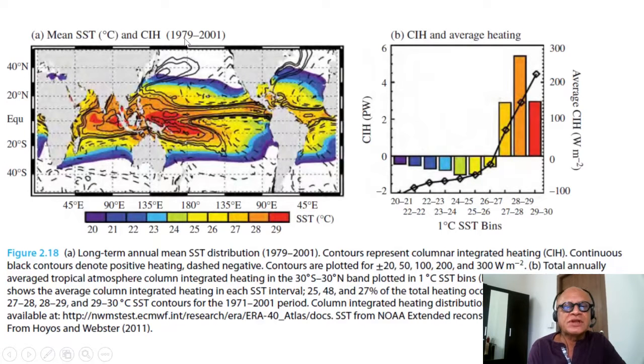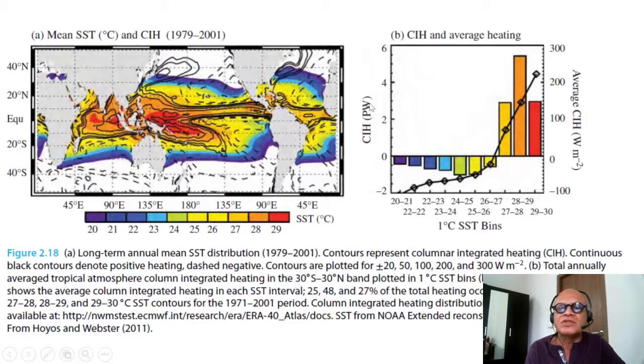We also looked at this in chapter 2, where we looked at mean SST and column integrated heating averaged over 1979 to 2001. So this is the long-term annual mean SST distribution in colors. Contours represent the columnar integrated heating. Continuous black contours denote positive heating, and dashes correspond to negative heating, and you obviously can see the relation to SSTs as a threshold where the column heating goes from negative to positive. This we will define as threshold SST and then go forward with that.